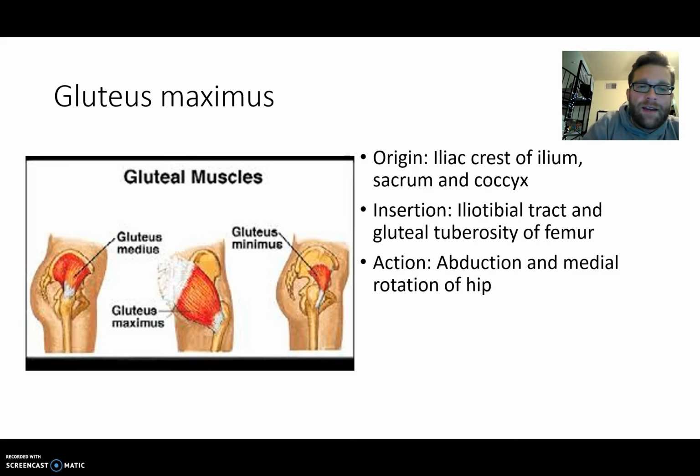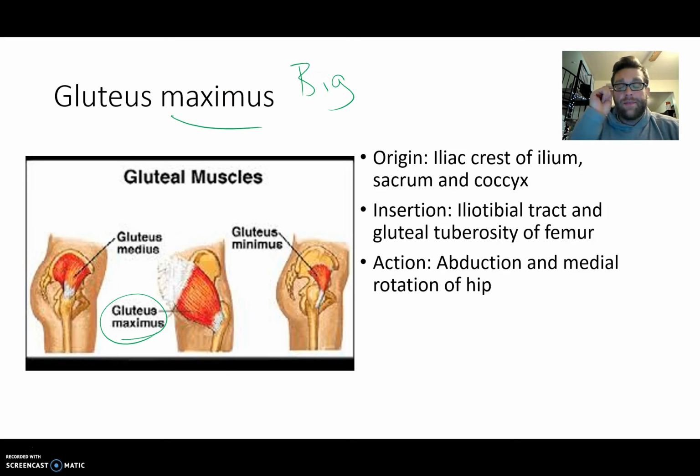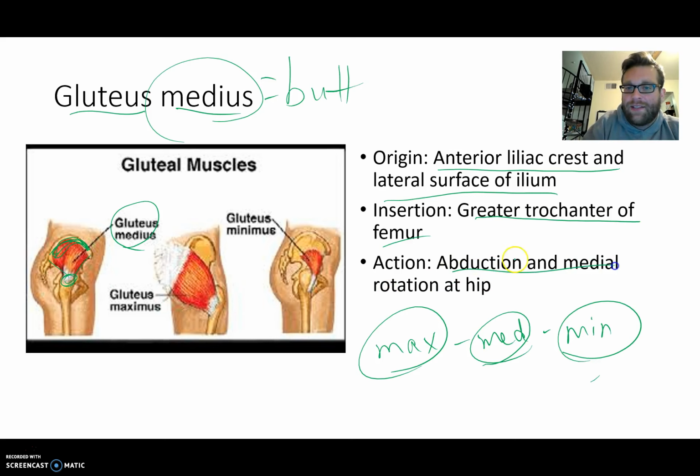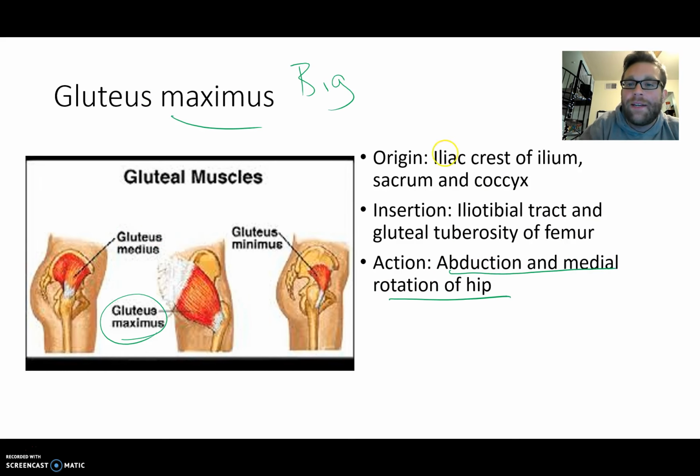The next one we'll talk about is the gluteus maximus. This is the big one. This is the big muscle that you're all sitting on right now. The gluteus maximus is a hip muscle. Again, its action is abduction and medial rotation of the hip, so the same action as our medius. Its origin is the iliac crest of the ilium, sacrum, and coccyx. It's one of the few muscles that actually attaches to the coccyx, and even then it's a very limited attachment on that part of the bone. Remember, that's a vestigial bone. We don't really use it very much anymore.